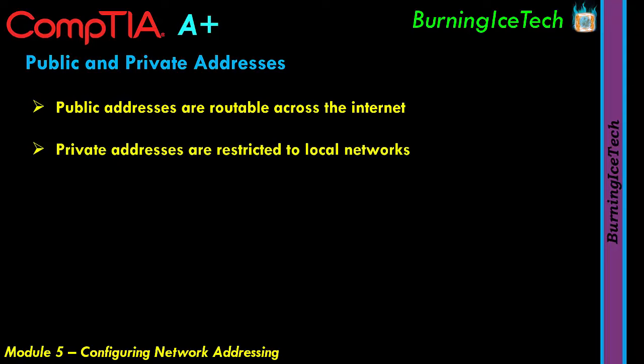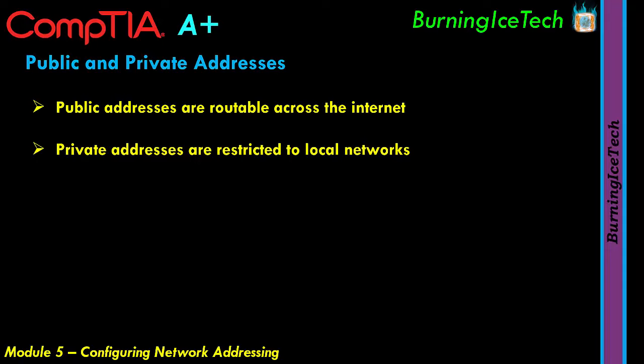A private IP address, those are restricted to local networks. So that's the kind of IP address you or the user would have inside your home, inside your office, whether it's a small office or big office, doesn't matter. That's the kind of IP address you would have inside the building, in other words. So whenever you're inside the building on that private network, that is called a private network, and the IP addresses you have on that network are private IP addresses.